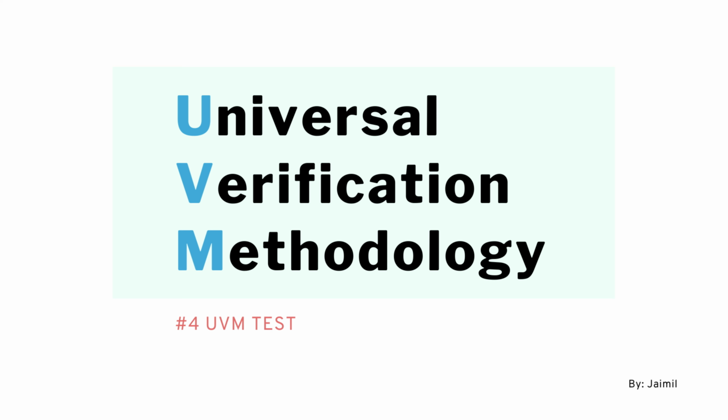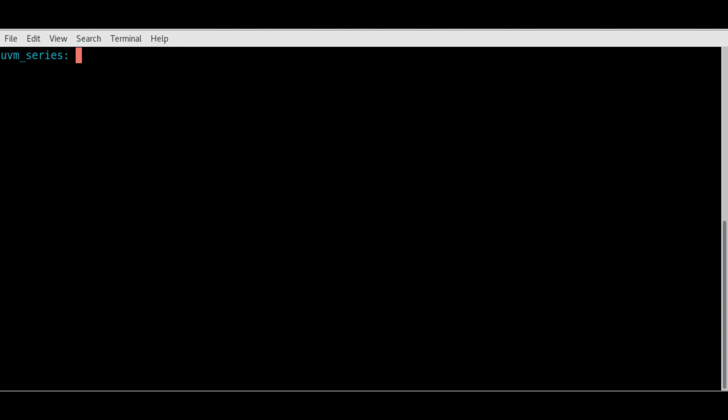We saw that the top module will run the test component of UVM. The top module was a static component, while the test component is a dynamic component created by the top module. Let's create a test.sv file.